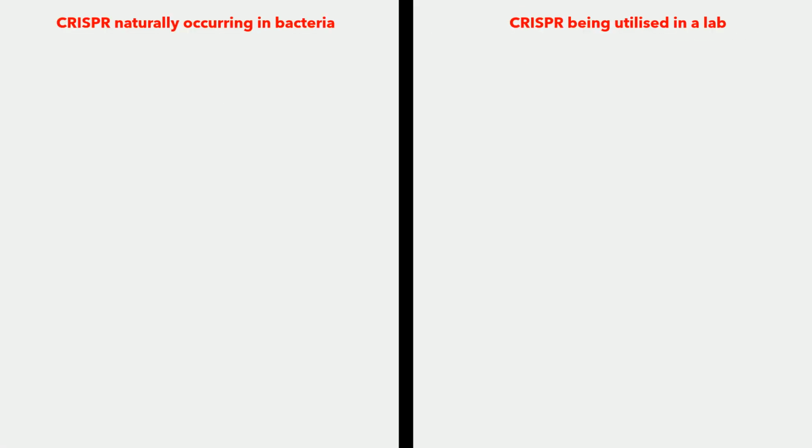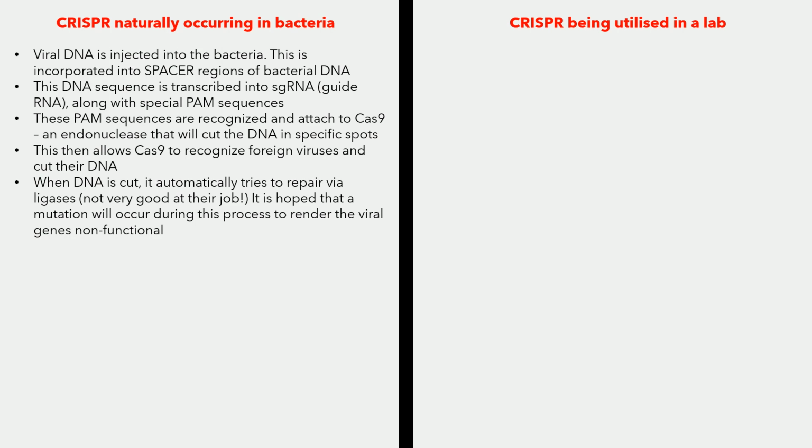So I wanted to compare how CRISPR is used naturally in bacteria and how CRISPR can be utilized in a lab. So let's start with bacteria first. So we know that viral DNA is injected into the bacteria. This is incorporated into the spacer region of the bacterial DNA. This DNA sequence is transcribed into guide RNA along with the special PAM sequences. These PAM sequences are recognized and attached to Cas9, which is an endonuclease that will cut the DNA in specific spots. This then allows Cas9 to recognize foreign viruses and cut their DNA. We know all of this.